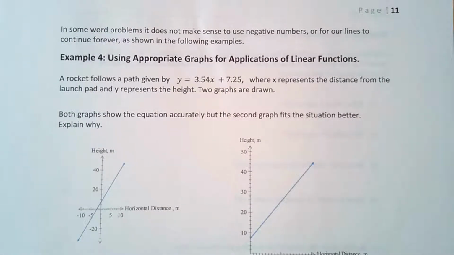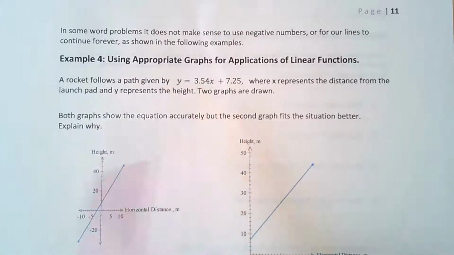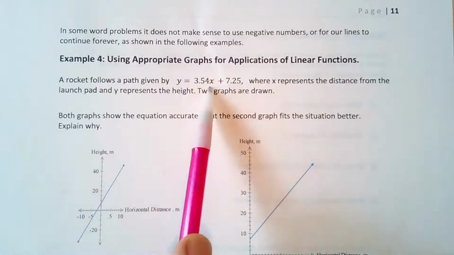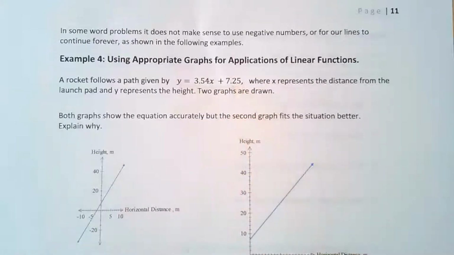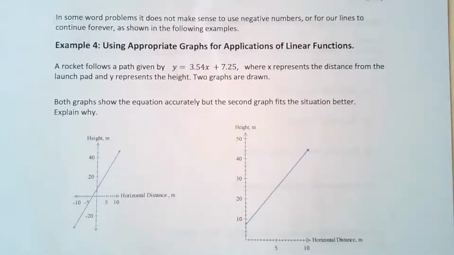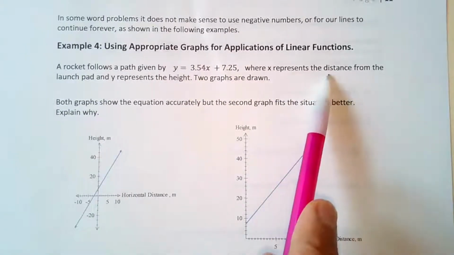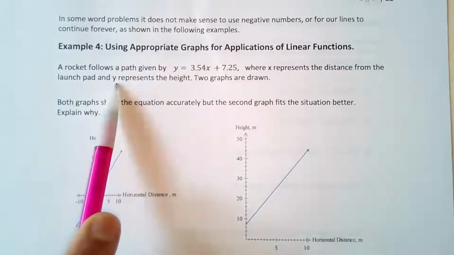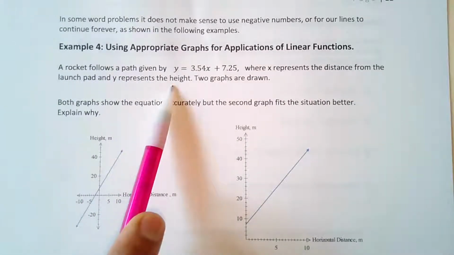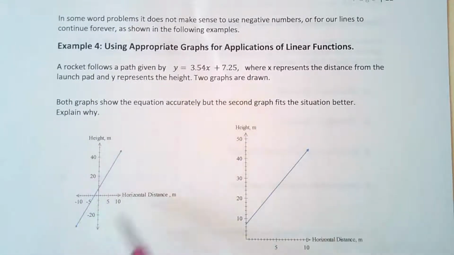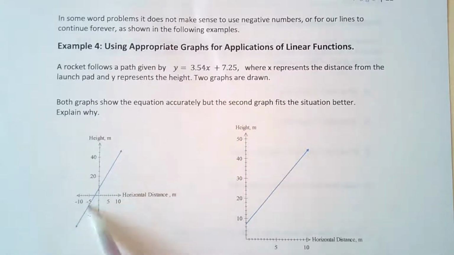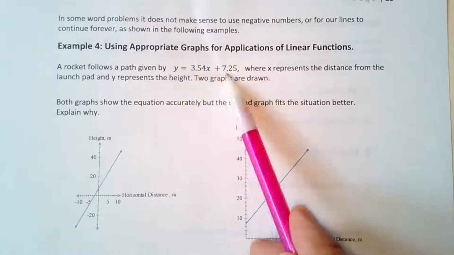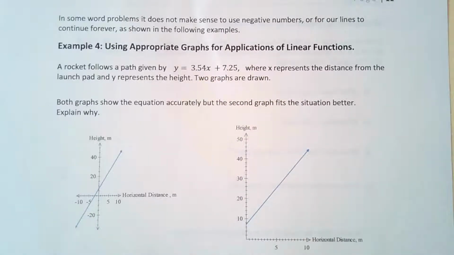But, for example, here we have a rocket that follows a path of y = 3.54x + 7.25. This is the path it takes, an equation of a straight line, where x represents the distance from the launch pad and y represents the height. So two graphs are shown. Both graphs show the equation accurately. Here you have the exact equation demonstrated, and the next one over here.